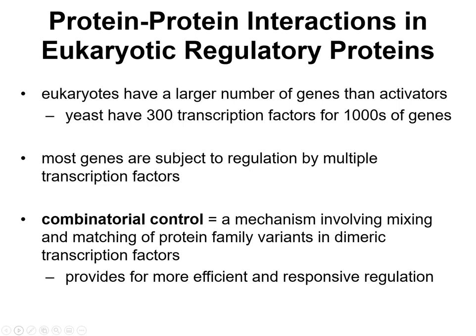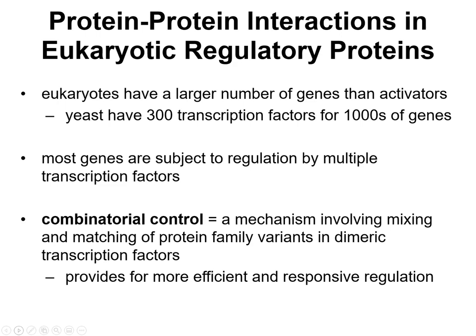In terms of eukaryotic regulation, like I said earlier, we have a lot of activators. We don't really do the repressor thing too much, but activators, absolutely. Yeast have 300 transcription factors for thousands of genes. So we've got to have some kind of regulation here, right? Lots of protein-protein interactions, and lots of overlap, with many genes being regulated by similar proteins. So most genes are subjected to regulation by multiple transcription factors.